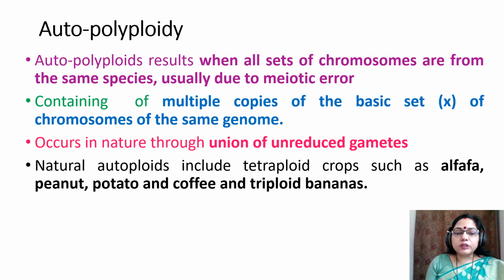Autopolyploidy. Autopolyploids result when all sets of chromosomes are from the same species, usually due to meiotic error. Containing multiple copies of the basic set of chromosomes of the same genome occurs in nature through union of unreduced gametes. Natural autopolyploids include tetraploid crops such as alfalfa, peanut, potato and coffee, and triploid bananas.